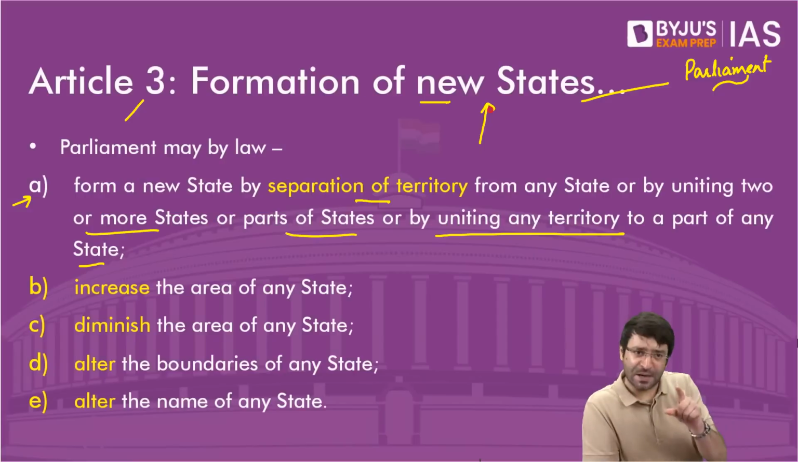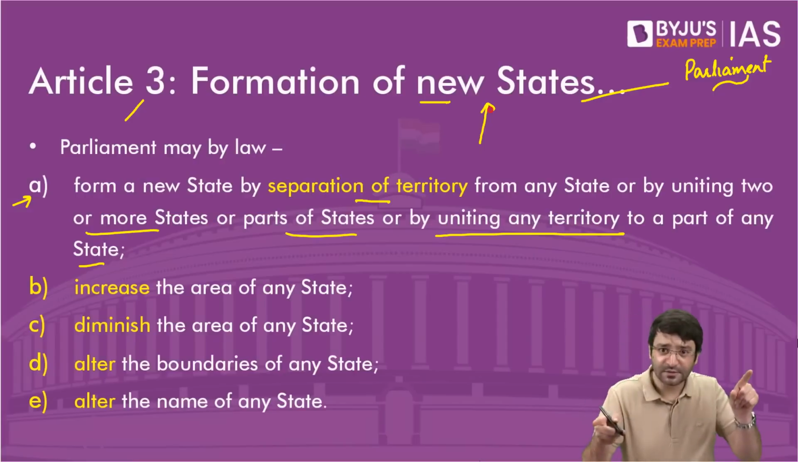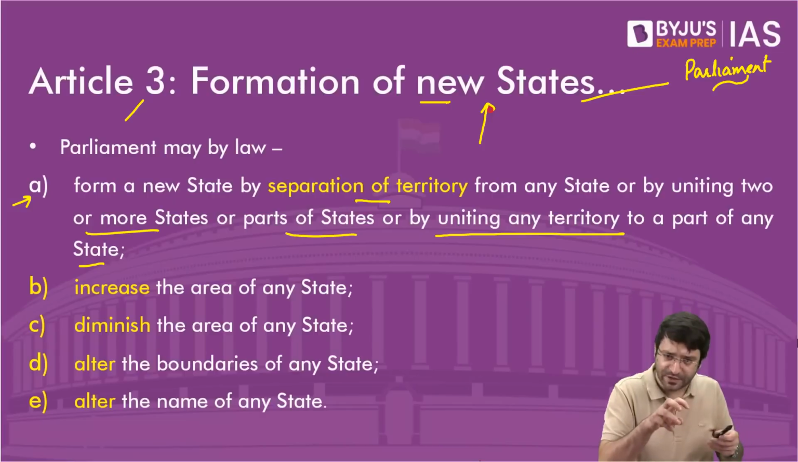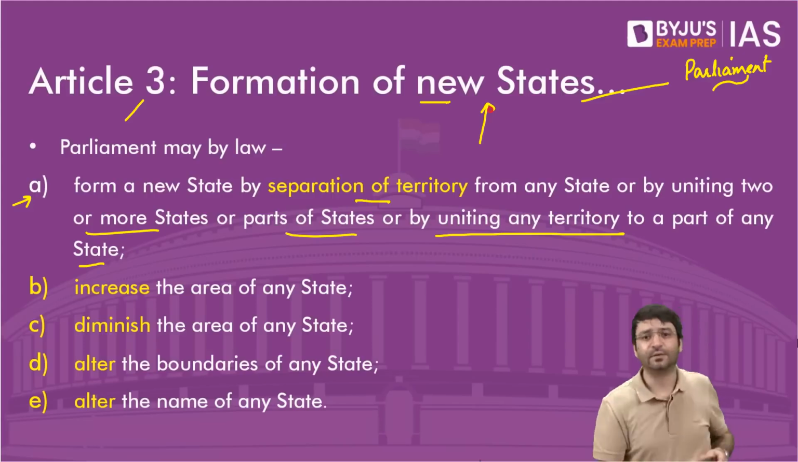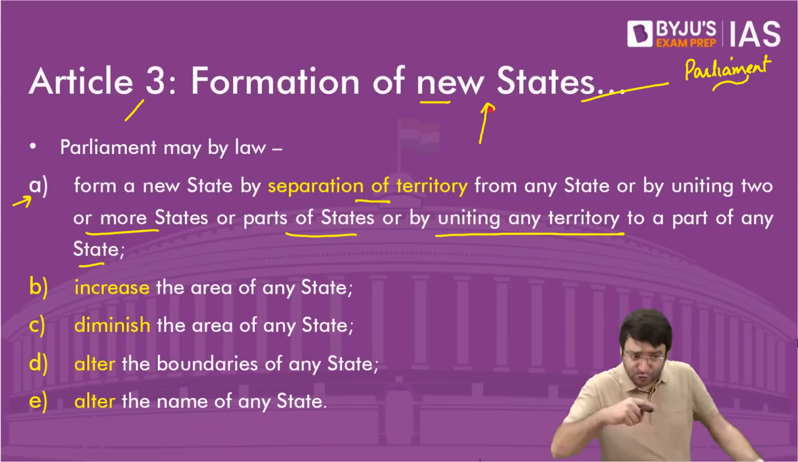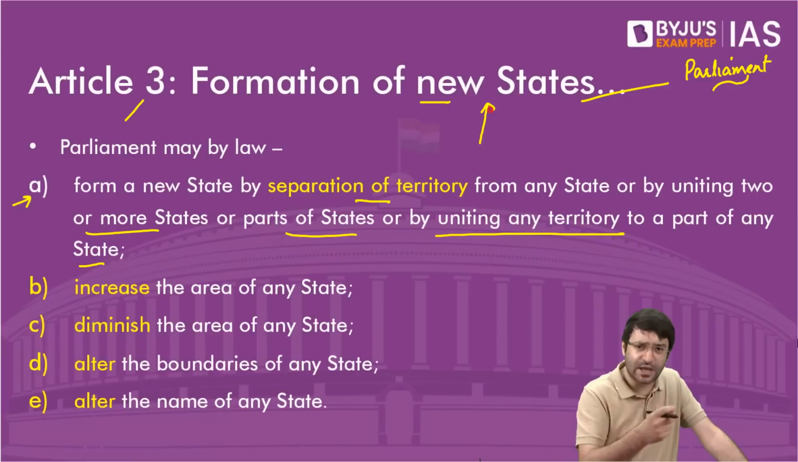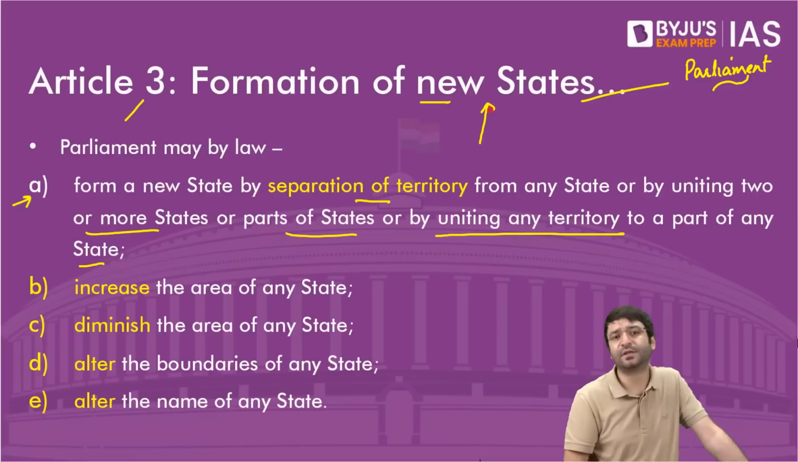For that, who has the power? Parliament, not the states. Because this is a centralizing tendency of Indian federalism. There are some features in Indian federalism which are biased in favor of a strong center. So, through this parliamentary law under Article 3, Parliament can change the name of a state, increase the area of a state, decrease the area of a state, alter the boundaries of the state.